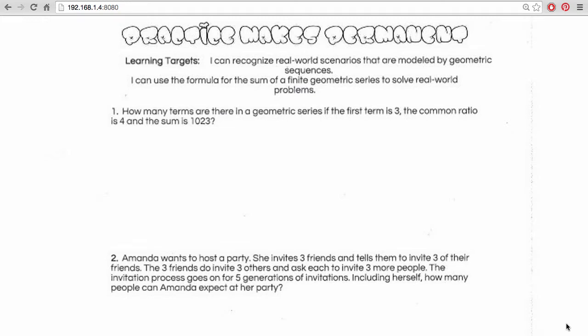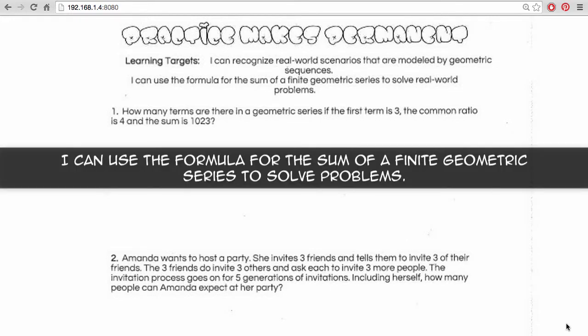Hey guys, it's Mr. Chu, and here's what you're going to learn today. By the end of this video, you should be able to use the formula for the sum of a finite geometric series to solve problems.